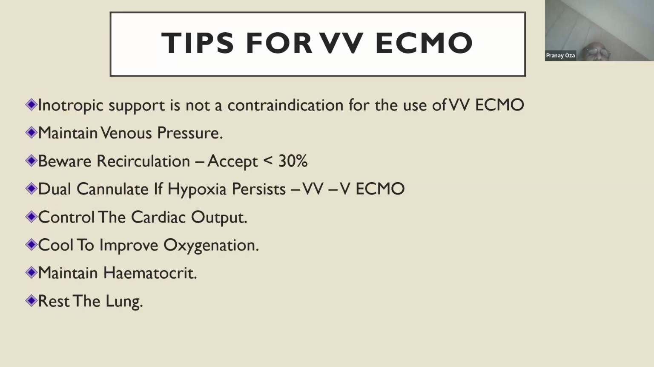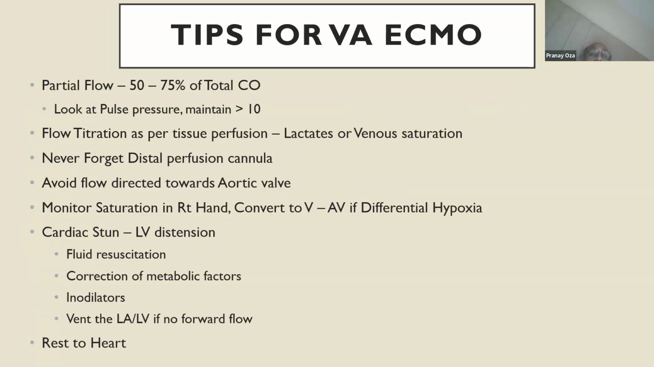Finally, for a VV ECMO, as I told you, inotropic support is not a contraindication. Maintain good venous pressure so that you get good flow. Always be aware of recirculation. If hypoxia is there, if the drainage is not proper, put an additional drainage cannula, make it VVV. Control cardiac output if the patient goes into a hypermetabolic state. If required, use hypothermia, maintain hematocrit, give rest to the lungs.